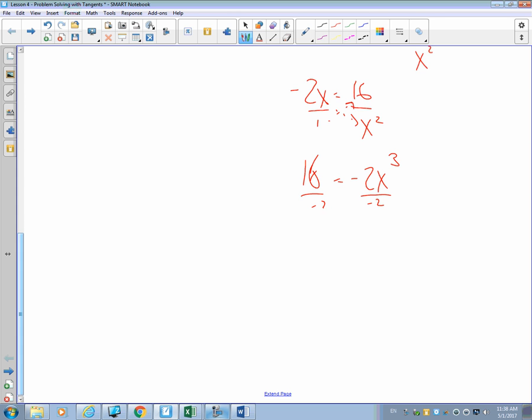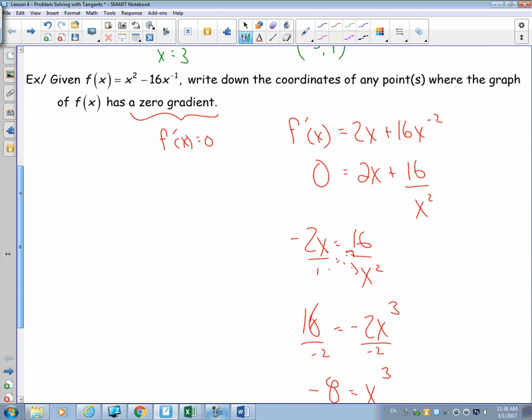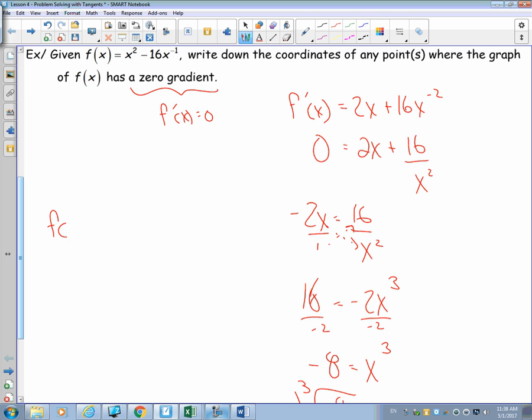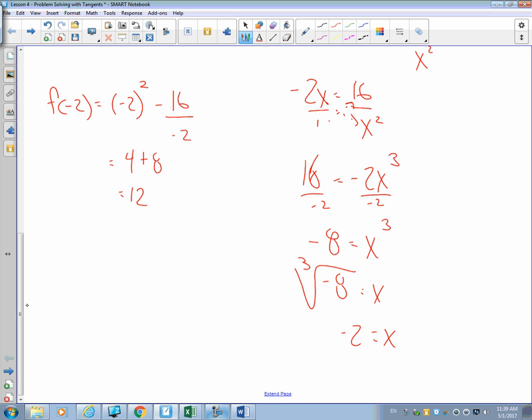Divide both sides by negative 2. That gives me x cubed equals negative 8. And to get x, I can take the cube root of negative 8. Oh, x is negative 2. Again, it asks which points. I can find points if I go back to my function. My function at negative 2 is negative 2 squared minus 16 over x, or in other words, over negative 2, which is 4 plus 8, 12. So the point is negative 2 and 12. That's where I have a flat spot.